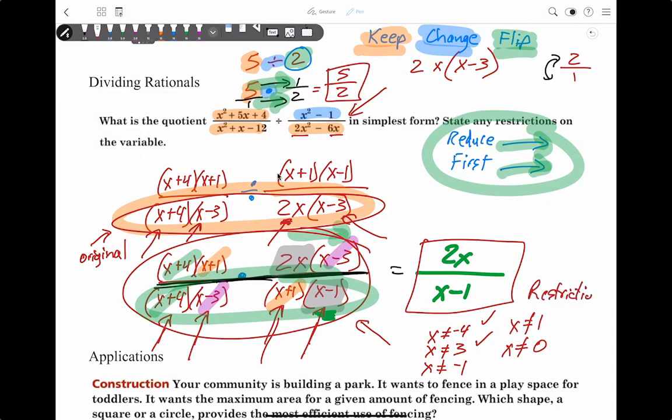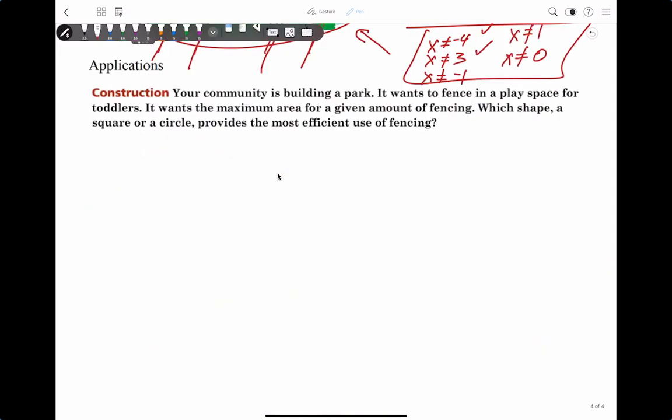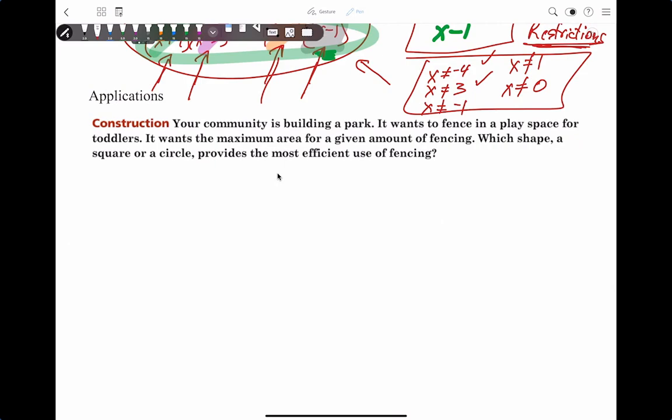Make sure that you understand that it's not only from the new flipped factored piece, but the original factored piece as well. Our last example is right here. Your community is building a park. It wants to fence in a play space for toddlers. It wants the maximum area for a given amount of fencing. So which shape, a square or a circle, provides the most efficient use of the fencing?